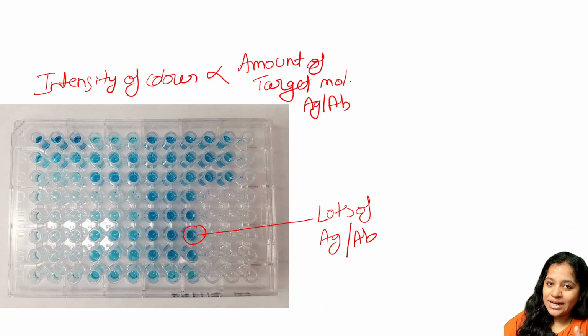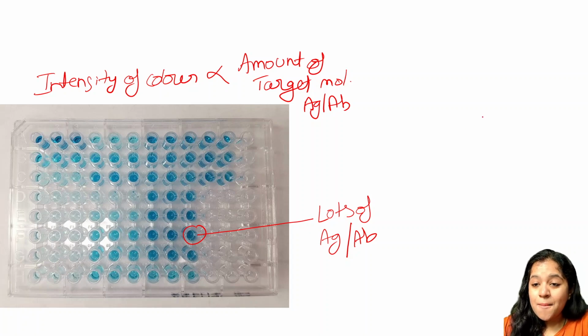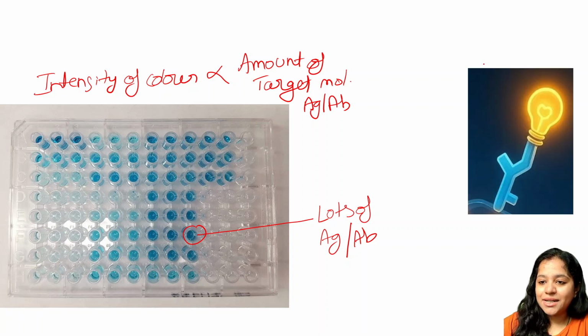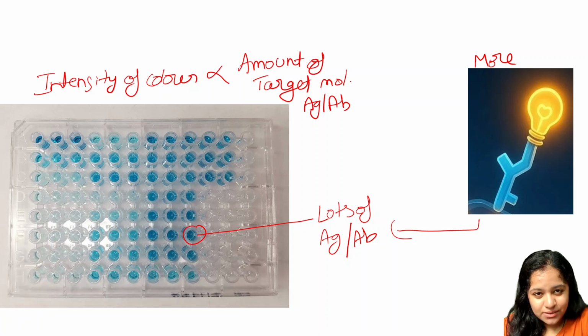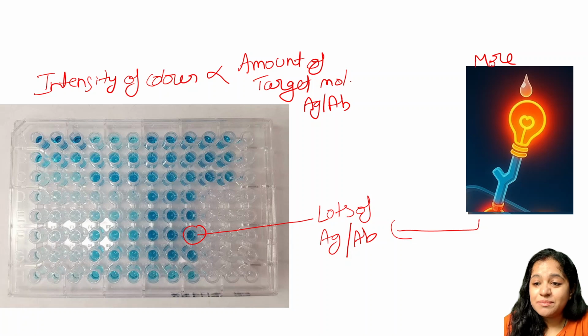If it has more antigen or antibody, then more of the enzyme linked antibody will come and get attached to this. And because of that, when we add a drop of substrate chromogen, it will produce a very dark color. Clear? Okay.